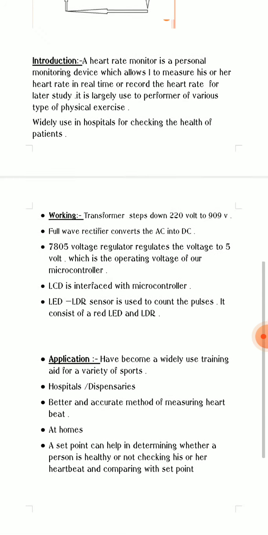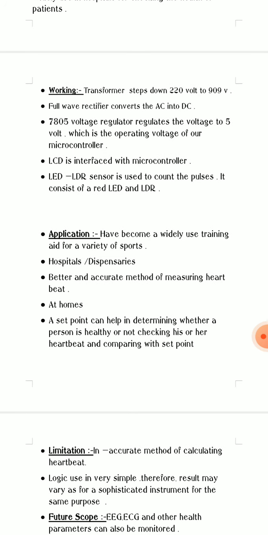of patients. Now the working of the heartbeat monitoring system: the transformer steps down 220 volts to 9-0-9 volts. The full wave rectifier converts the AC into DC. The 7805 voltage regulator regulates the voltage to 5 volts, which is the operating voltage of our microcontroller. LCD is interfaced with the microcontroller. Now the LED and LDR sensor is used to count the pulses. It consists of a red LED and LDR.